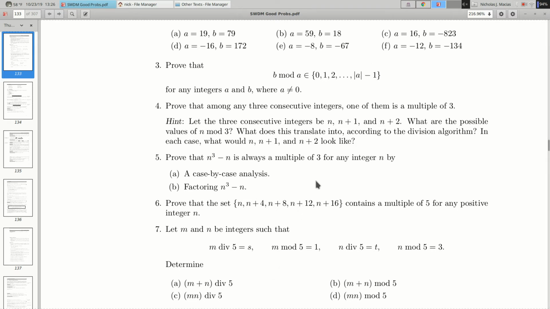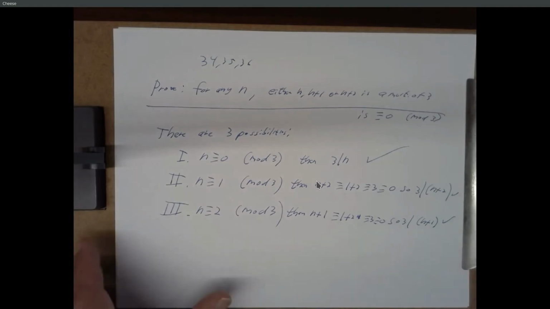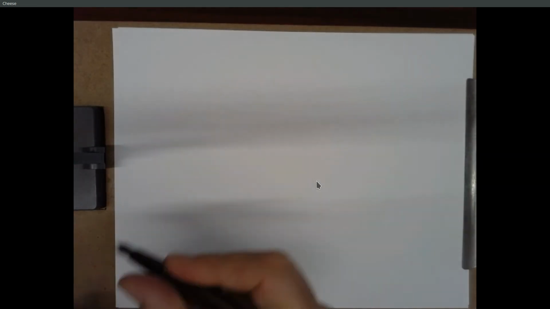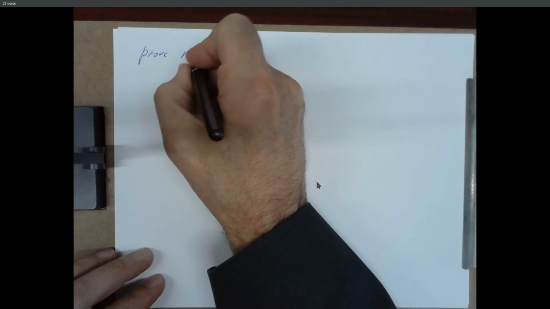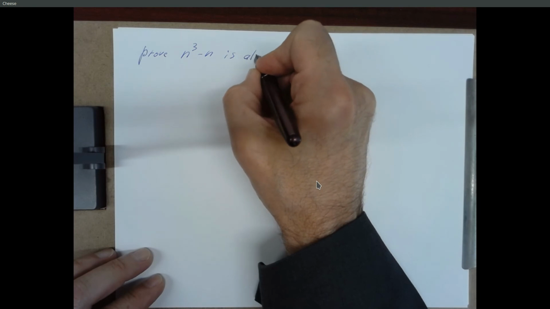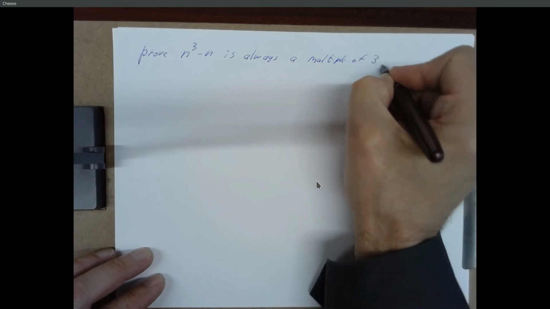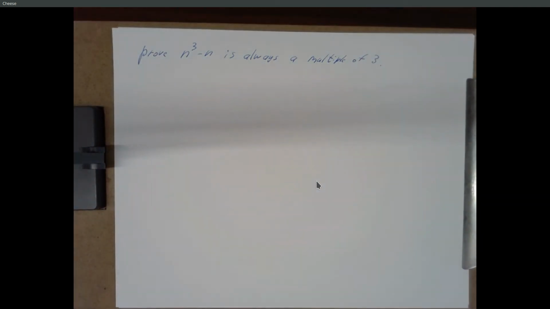Prove that n cubed minus n is always a multiple of 3. I mean, is it true? You can plug in some numbers. 1 cubed minus 1 is 0. That works. 2 cubed minus 2 is 8 minus 2, which is 6. That works. 3 cubed minus 3 is 27 minus 3, which is 24. That works. So it must always work, right?